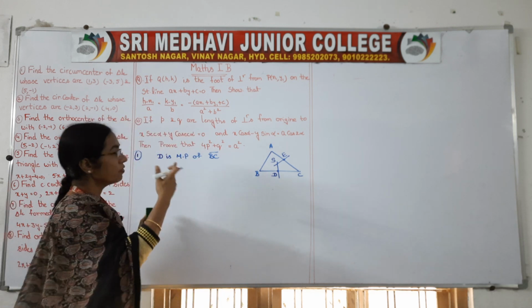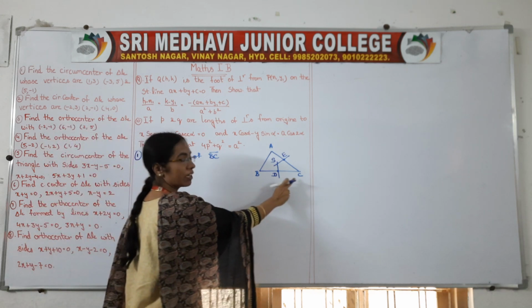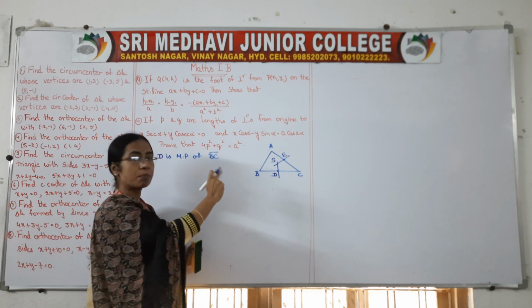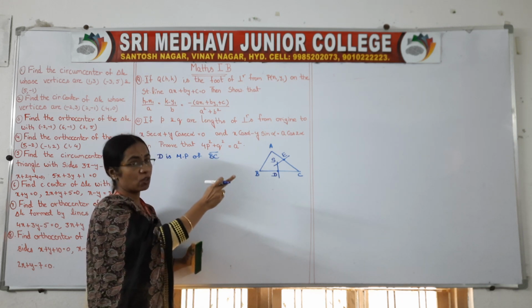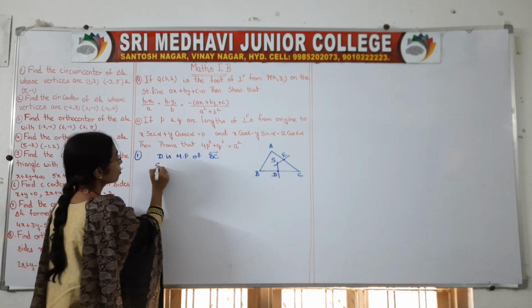So how will you get the SD line equation? D is the midpoint of BC. We have the points A, B, C, so D is the midpoint of BC. You find out D, then you find out the slope.